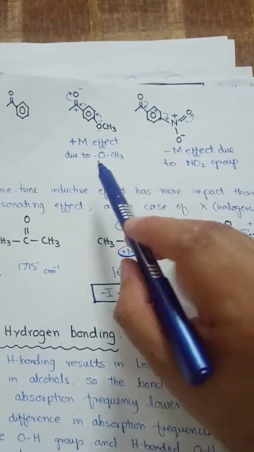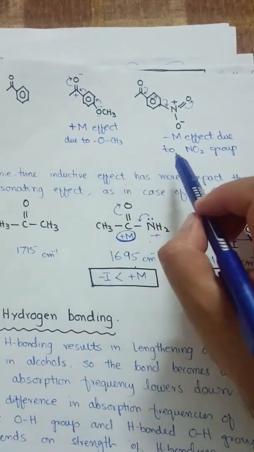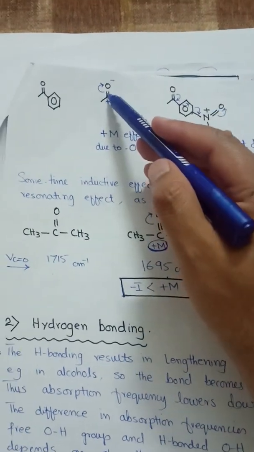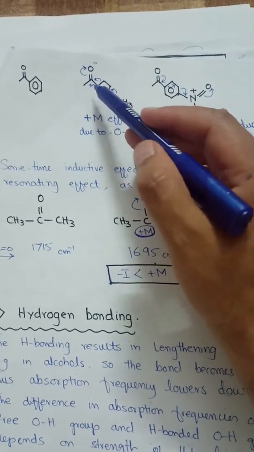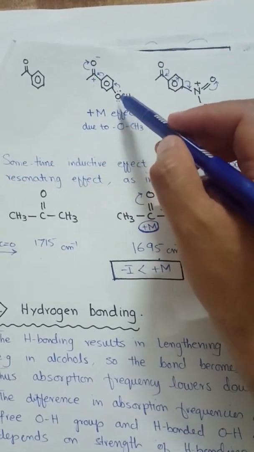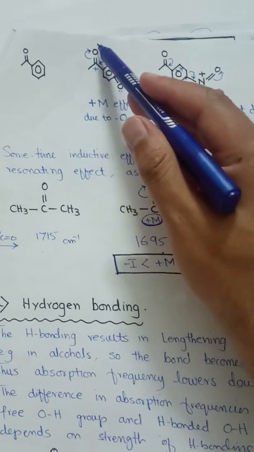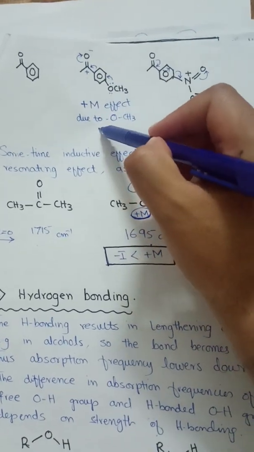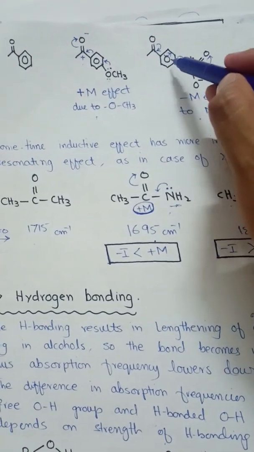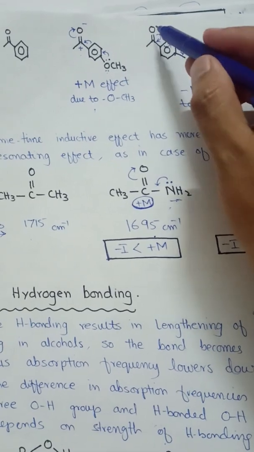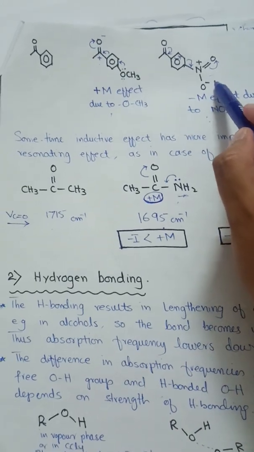And here we have shown the resonating donating effect and the resonating withdrawing effect. If we look at this carbonyl system, again it has 1715 per centimeter, and this oxygen has an electron donating resonating effect. So this resonating effect causes single bond character and the absorption frequency will be decreased. But in this case this nitro group has an electron withdrawing effect. So the electron withdrawing effect withdraws these electrons, and in this way this double bond character is going to increase and it will enhance the absorption frequency.